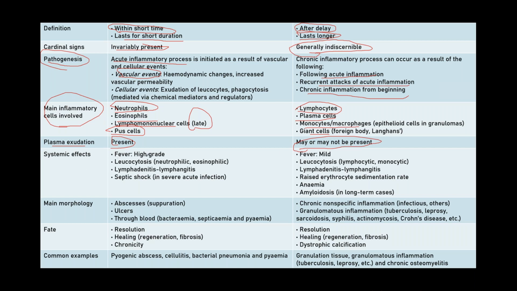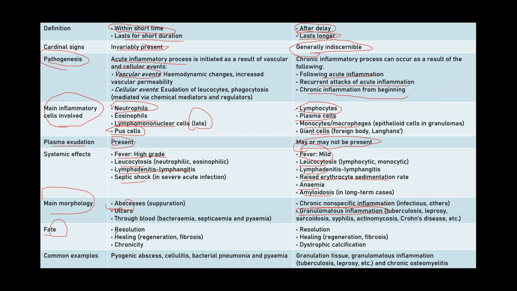Systemic effects: in acute infection, fever is high-grade, with leukocytosis, lymphadenitis, and septic shock. In chronic inflammation, fever is mild, with leukocytosis, lymphadenitis, raised ESR, and possibly anemia and amyloidosis. This is characteristic of chronic inflammation. Morphology: in acute there is abscess and ulcer, while in chronic there is chronic non-specific inflammation, and the characteristic is granulomatous inflammation, characteristic of chronic infection.